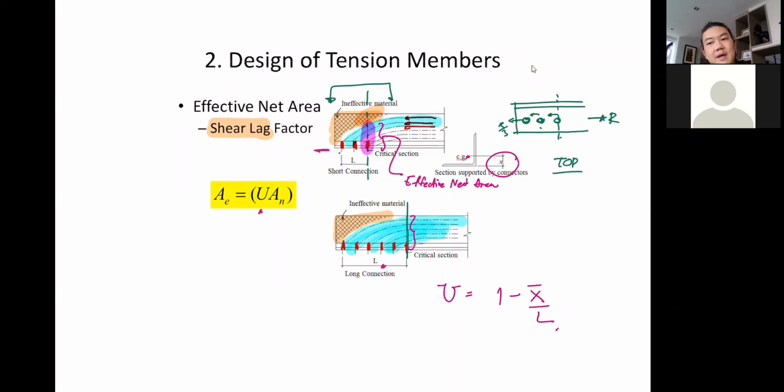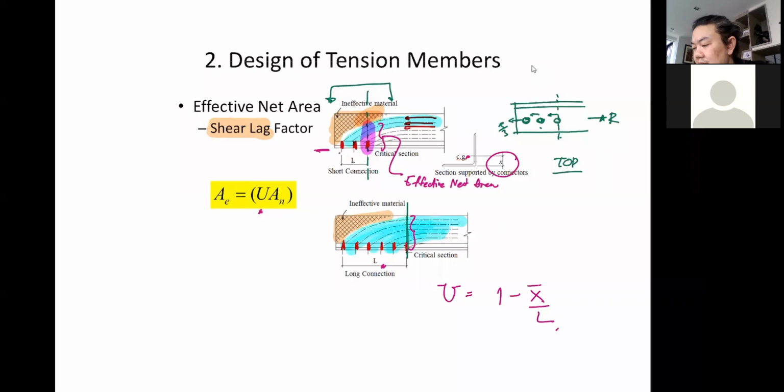So yesterday we talked about the phenomenon called shear lag. This happens when you cannot connect every element on the member. In this example, we can only connect one leg of the angle. So this leg is free in the air. That's why the force will not travel to this part of the angle. It has to try to come to where the connection is as quickly as possible. That's the nature of the force.